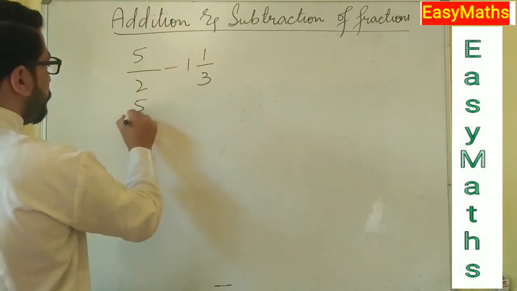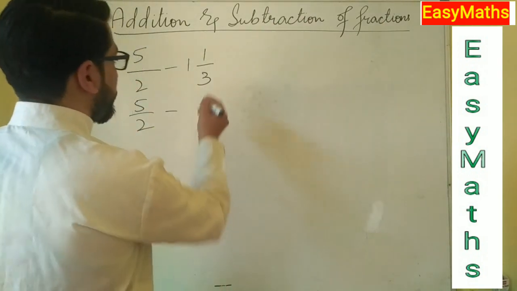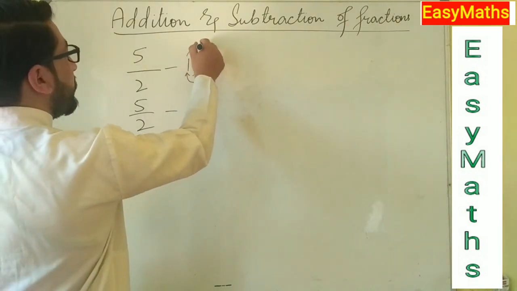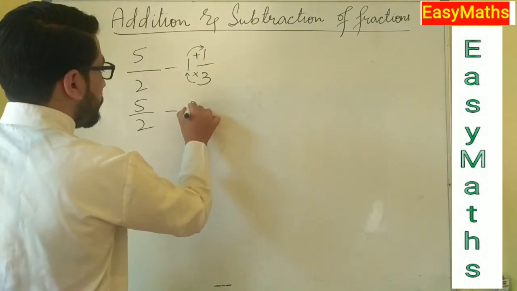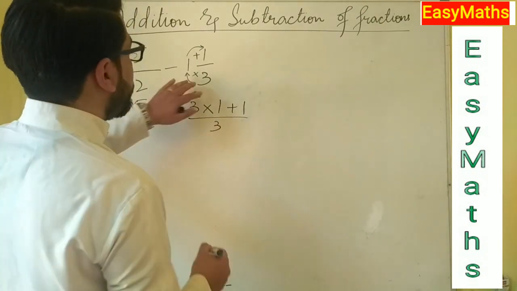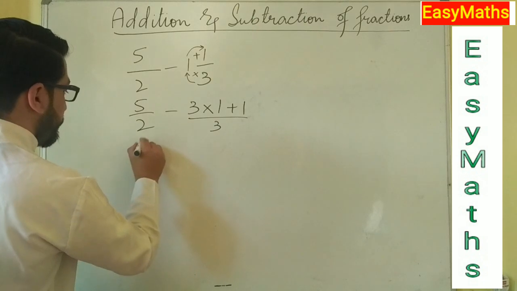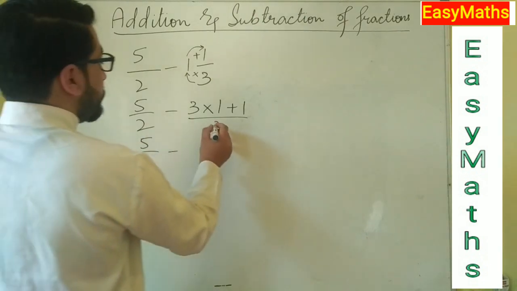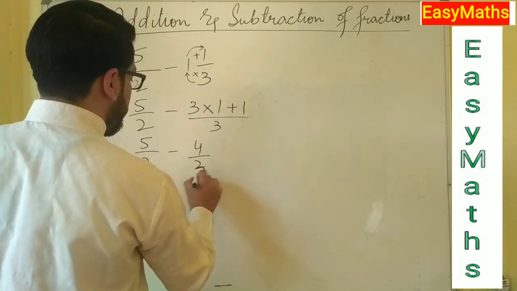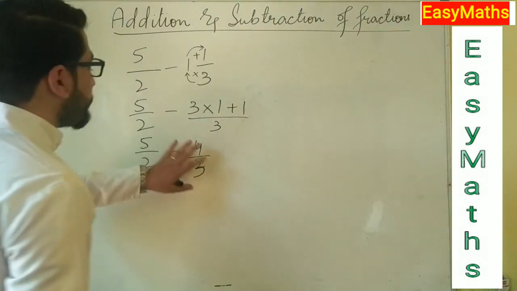That is 5 by 2. It is a fraction here, but here it is a mixed fraction. So 3, we will multiply these two and then add the product with 1. So 3 multiplied by 1 plus 1 divided by 3. Our denominator does not change when we convert a mixed fraction into an improper fraction. So 5 by 2 minus 3 ones are 3 plus 1 is 4 by 3, sorry. So 5 by 2 minus 4 by 3. So we have to subtract this now.